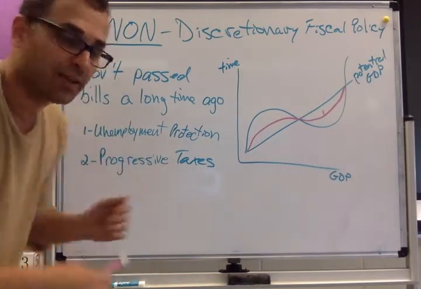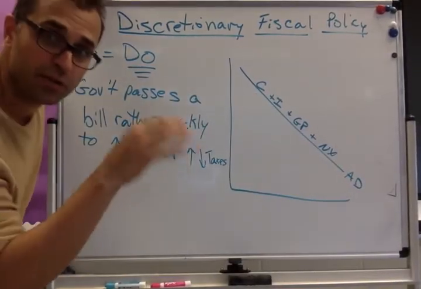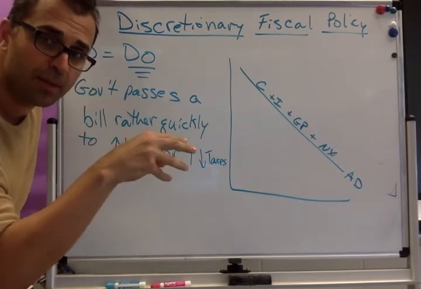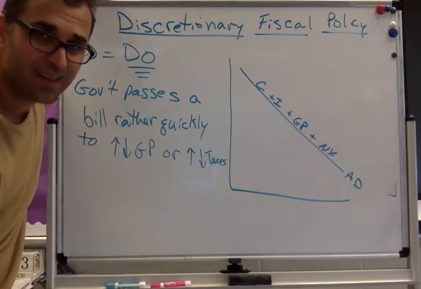What about discretionary policies? Well, what's discretionary? I tell the kids, discretionary means do. The government is going to do something because of an event that took place. Our most recent pandemic is the easiest example.